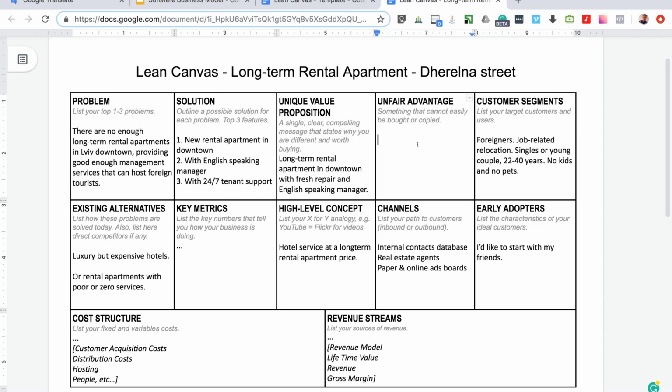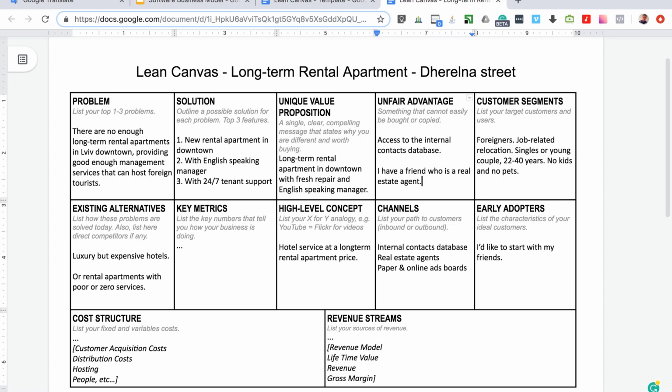But I never used that internal database or online ads at the end. My friend quickly and easily fed me with great leads and tenants. Let me also fill this unfair advantage block here. Access to the internal contacts database. And I had a friend who is a real estate agent.